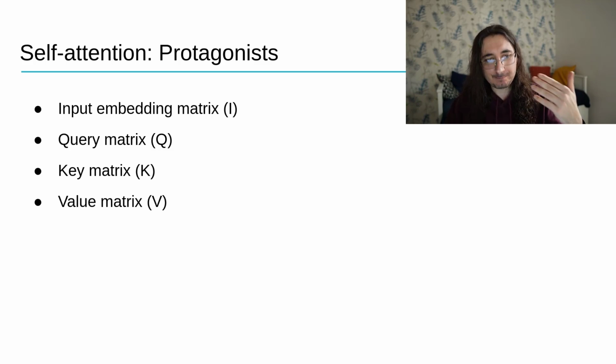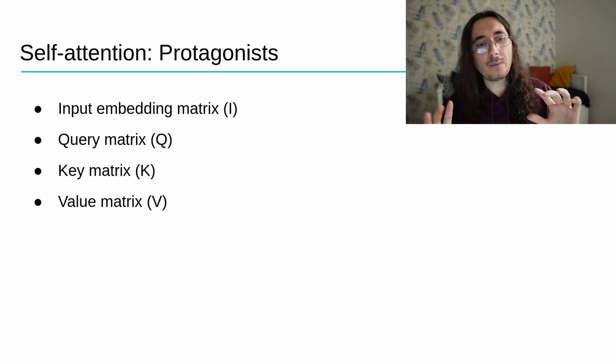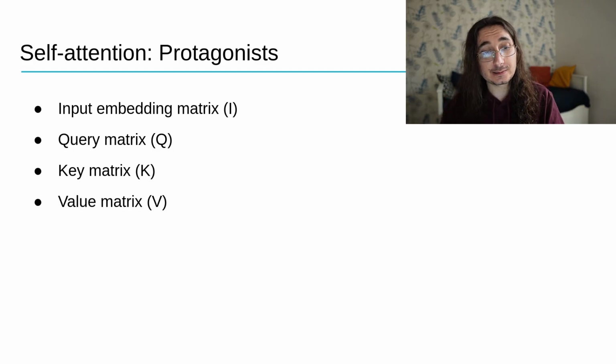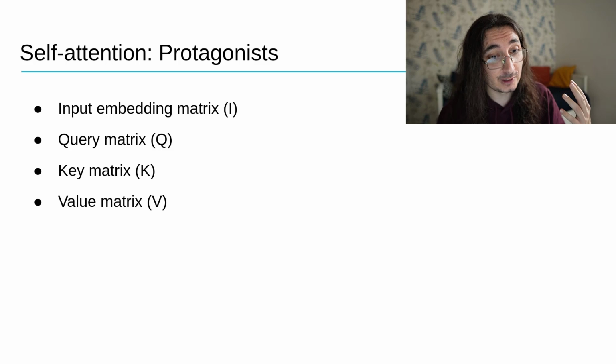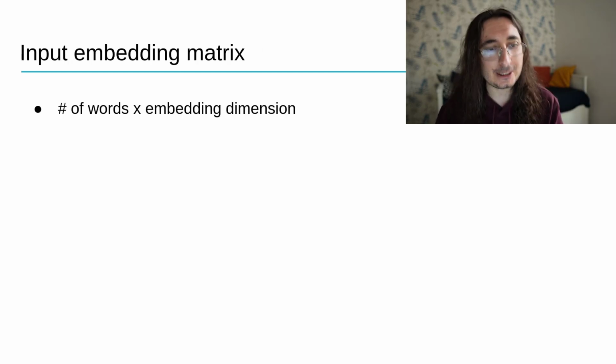One is the input embedding matrix, I. Then we have the query matrix, key matrix, and value matrix, QKV. I'm not going to tell you what these represent yet, but we're going to dive into each one of them when the time is right. And the time is definitely right to dive into the input embedding matrix.